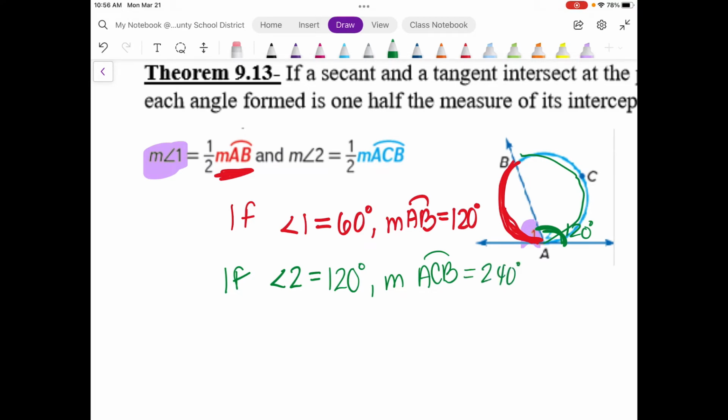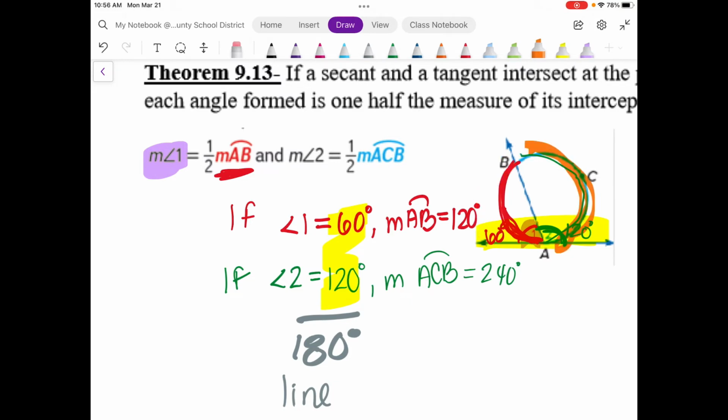Now, I want to show you something here. The measure of angle 1, like I said, if that was 60 degrees, together, 60 and 120 form a line, right? They add up to 180 degrees, which is a line. And if I add up this part of the circle and this part of the circle, 120 plus 240, that equals 360, which is the entire circle. So this should make sense. A line is 180, a circle is 360, so you put them together and they should add up to be what they are by definition.